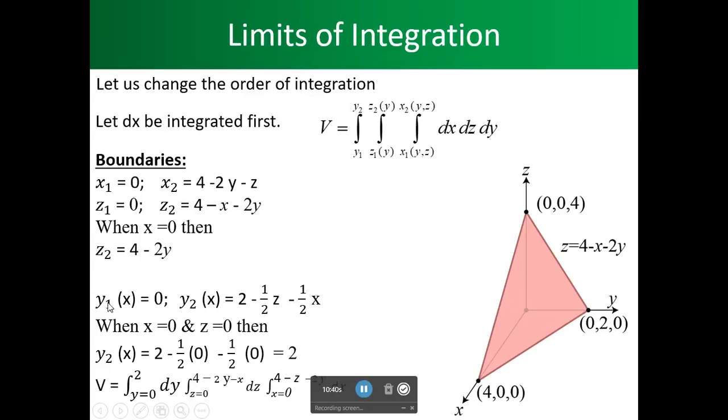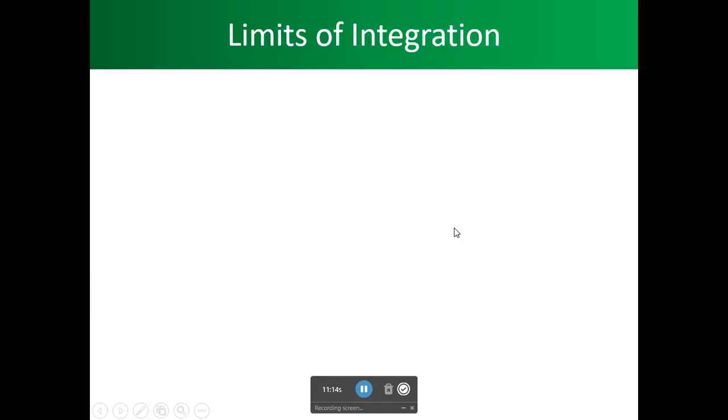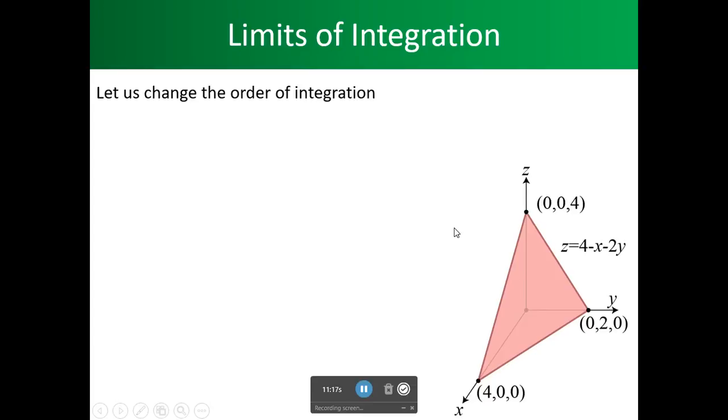As we see, we start at the top with x. We start from 0, so 4 minus 2y minus z from x equals 0. Then we go to z, dz, and we're going from 0 to 4 minus 2y minus x. And then our last one is our dy, which goes from 0 to 2. So you're seeing how these limits of integration are being performed.